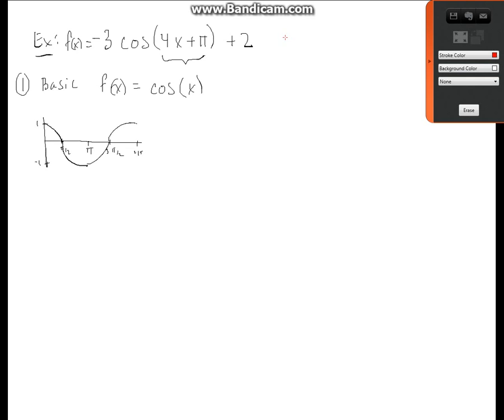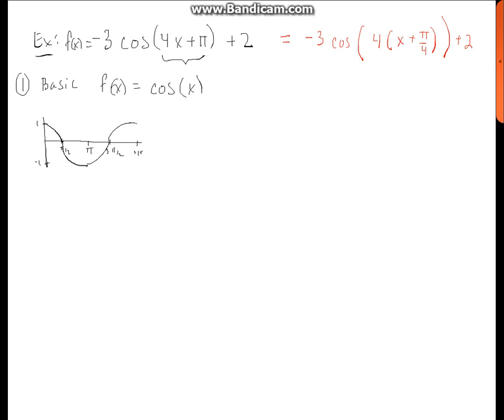You get an equation that looks like negative 3, still the same, cosine still the same, but when you factor out 4, it exposes x plus, and what is this thing here? It should be pi over 4. That's how you're going to get pi. And then plus 2 on the outside. It looks the exact same, but you need this because this is going to be your left-right shift. You won't know that unless you factor it out. And this is the number that redefines your new period.